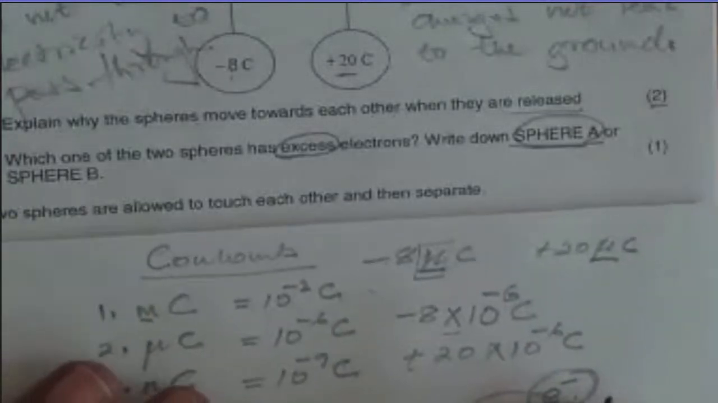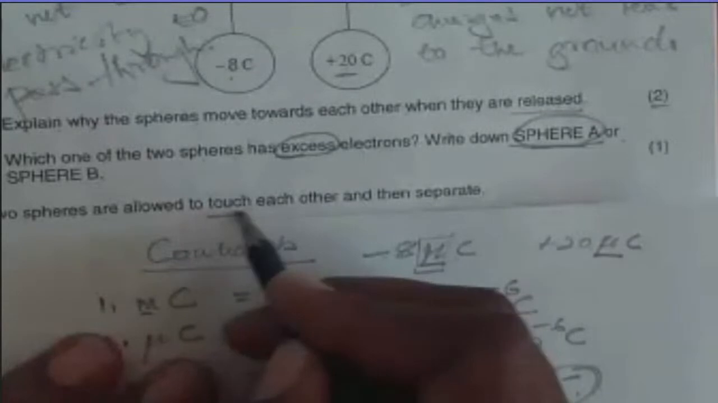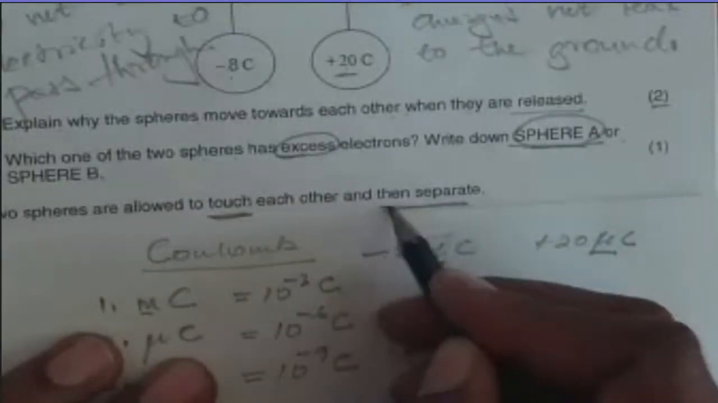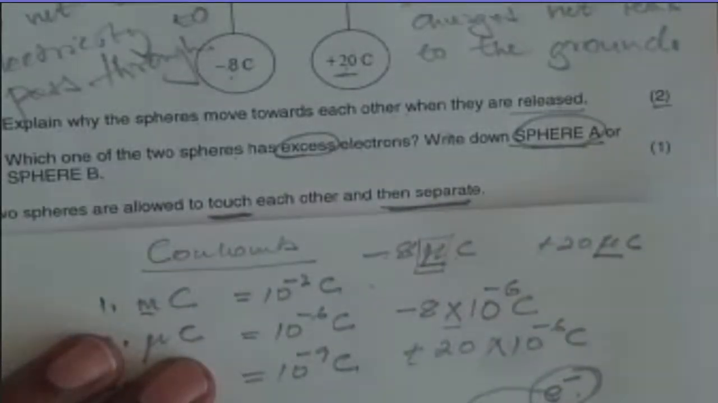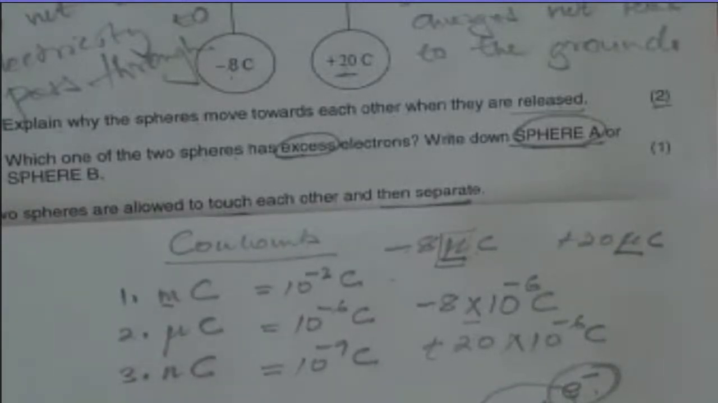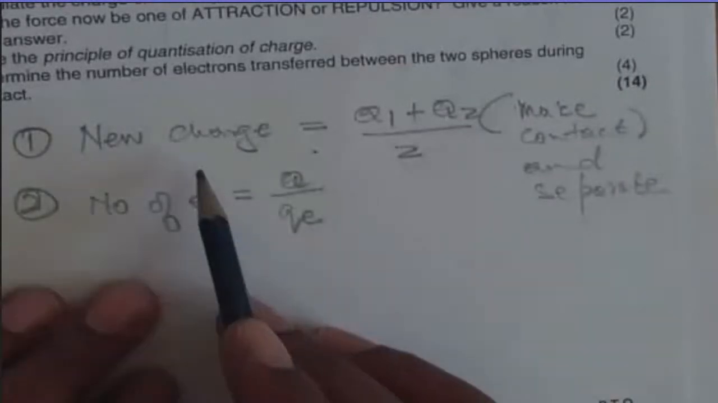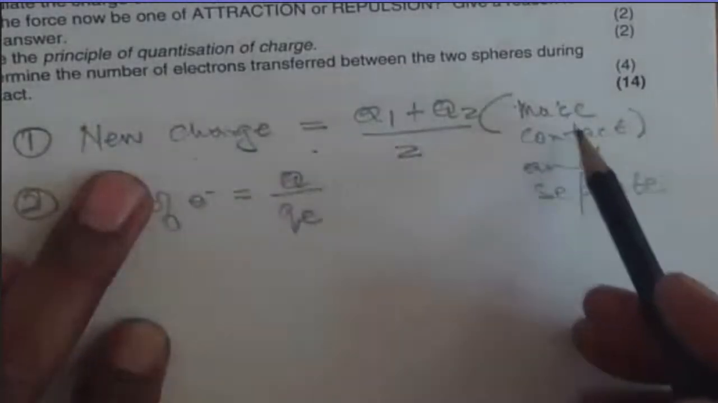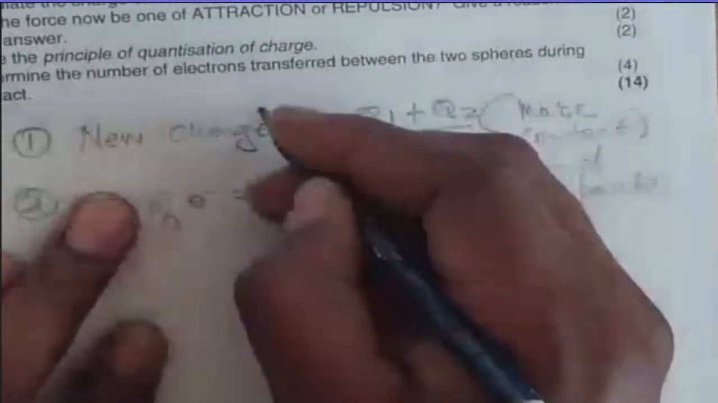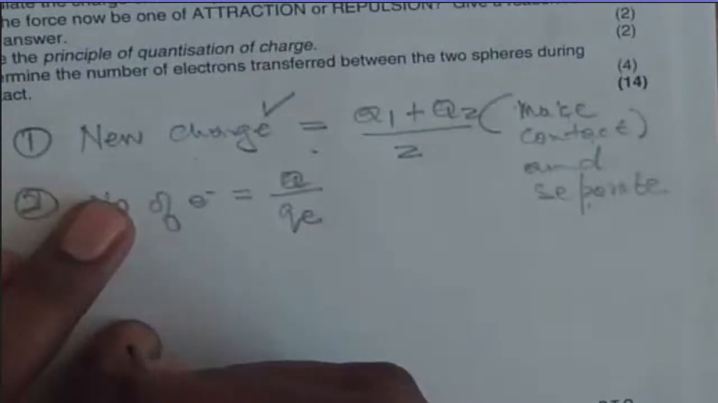5.2, the 2 spheres are allowed to touch each other and then separate. They touch and then they separate. If they touch and separate, then you have the tools. Remember, if they're going to touch and separate, I can expect this question. They made the contact and separate, I can calculate the new charge.